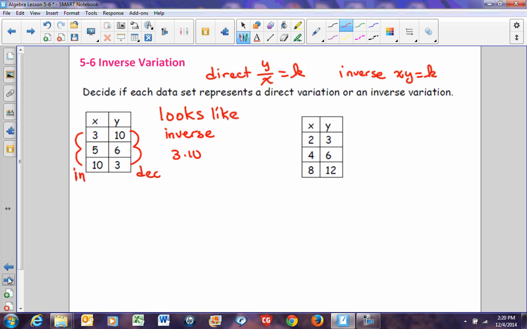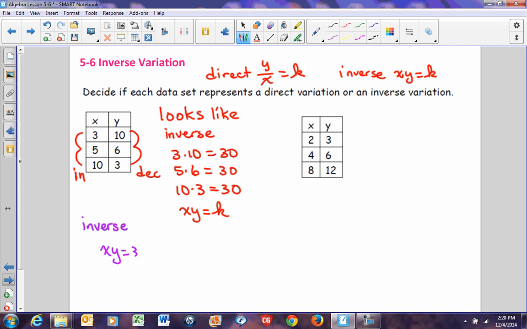Okay, so let's look at this. 3 times 10 equals 30. 5 times 6 equals 30. 10 times 3 equals 30. So obviously x times y equals k. It is inverse variation. In this particular case, this is an inverse variation. And the equation would be xy equals 30.